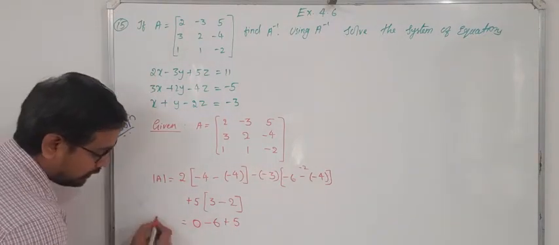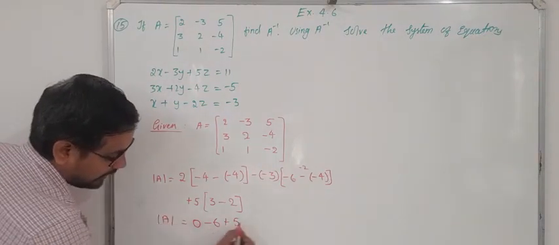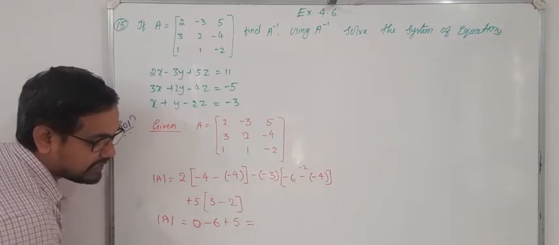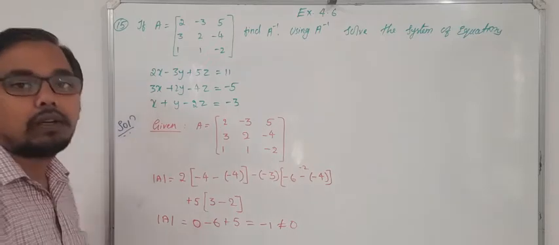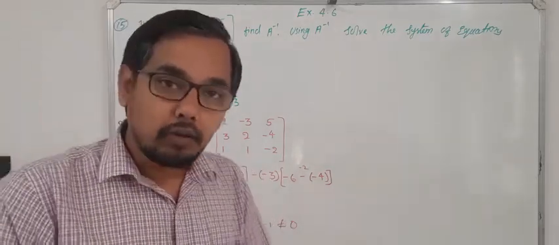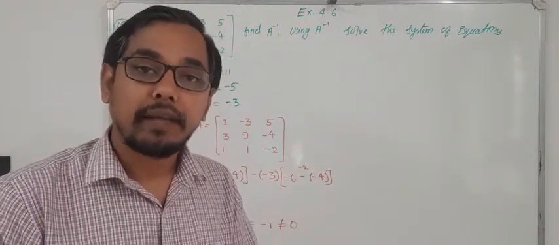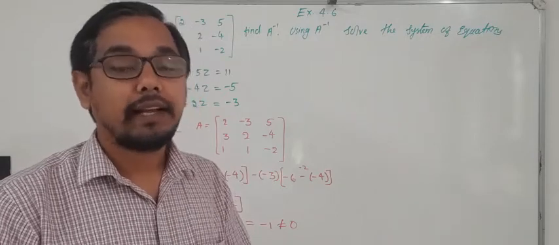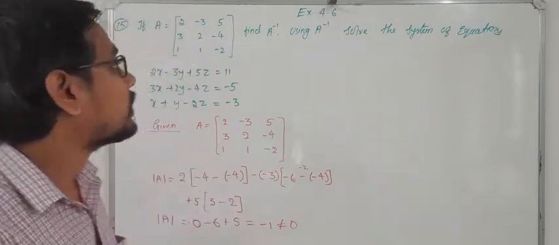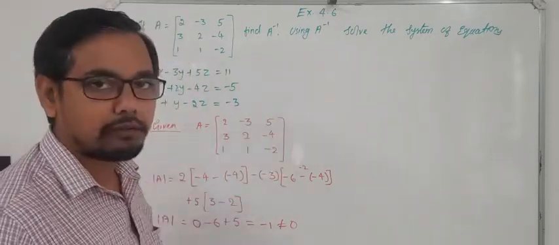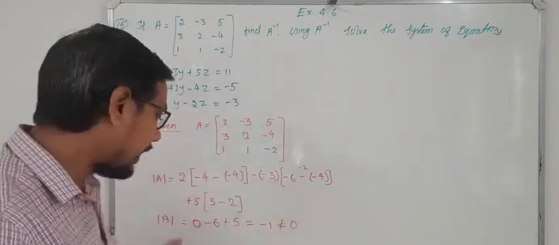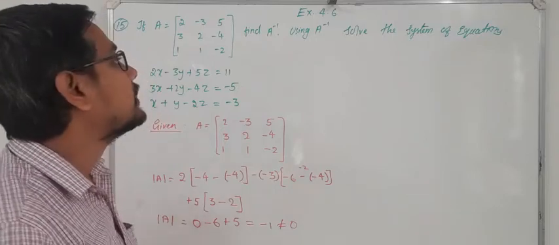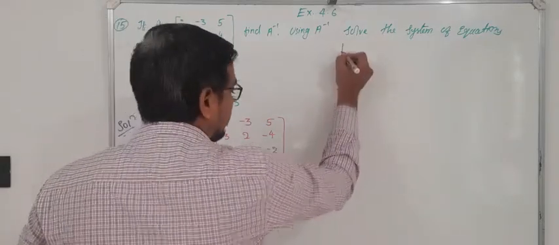So this is the determinant A value. Minus 6 plus 5 is minus 1, which is not equal to 0. As the value of the determinant is not equal to 0, we can conclude that it has a unique solution, right? And it comes in case 1. Anyway, we need to find A inverse in order to find the solution of the equations, so let's find A inverse.